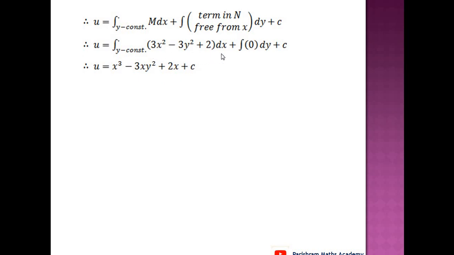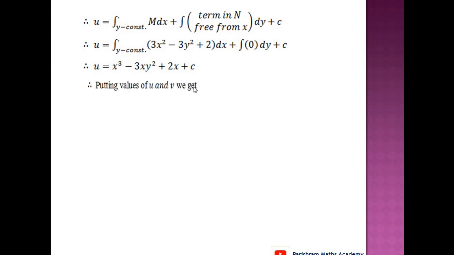Integration of first term with respect to x. First integration of x square, x raised to 3 upon 3, 3 cancel, and therefore x raised to 3 minus 3y square. 3y square is constant term. Integration of this term with respect to x is minus 3xy square plus integration of 2 is 2x plus constant. We get the value of real part u.